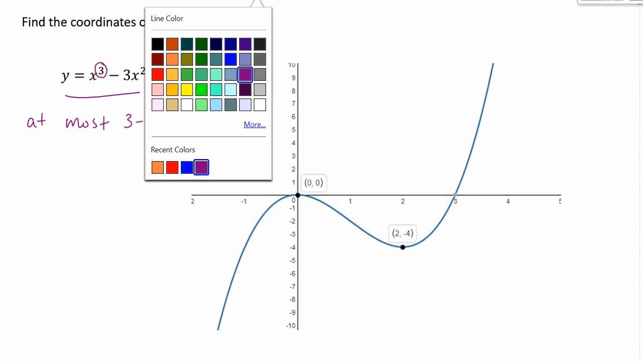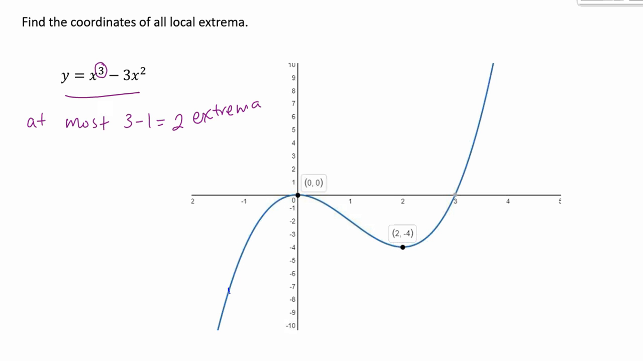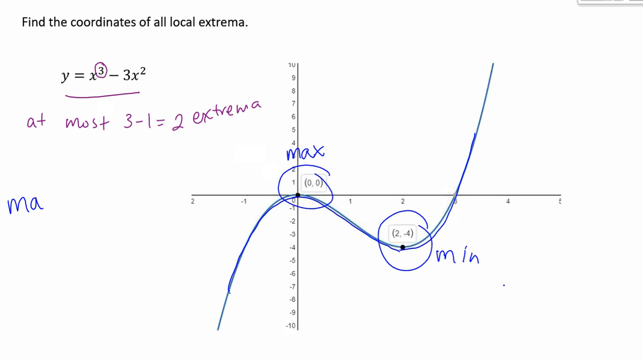So looking at the graph, they're pretty easy to identify. Here I am riding along, I hit the top, and I change direction and I go down. And then I'm down, I change direction and I go up. So it's just like riding a roller coaster from left to right. This is at the top of a hill, so it will be a max. This is at the bottom of a valley, so it's going to be a min. So we've got a maximum at (0, 0), and a minimum at (2, -4). You guys have dealt with maximums and minimums before, so it's no big deal. The only difference is now there's going to be more than one.